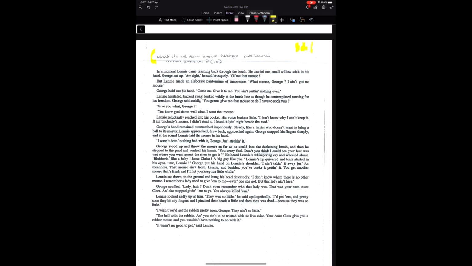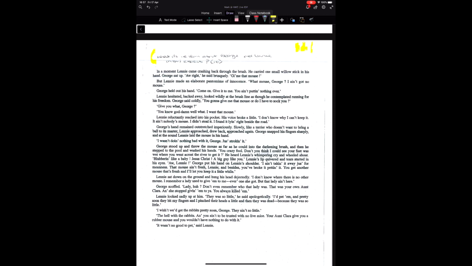You highlight the bits that answer the question, and because it's in 2 parts, I'm going to use 2 different highlighter colours. So I'll use yellow for Lenny, and I don't know, some other colour for George. I'll cross that bridge when we come to it. Let's have a read through them. So, in a moment, Lenny came crashing back through the brush. Right, straight away, Lenny comes crashing through.